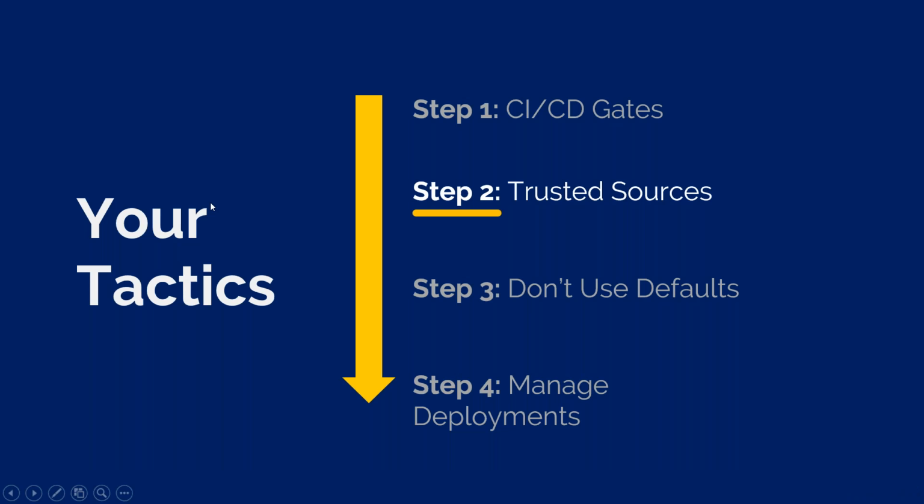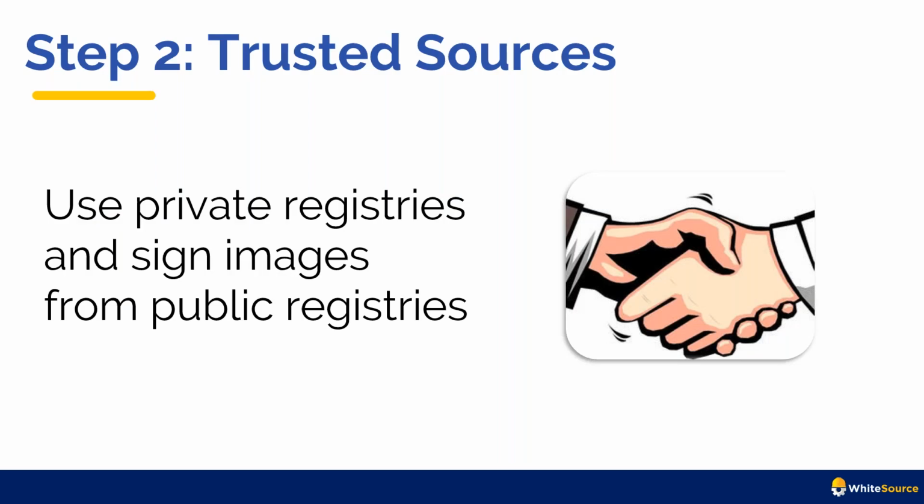So the second step is trusted sources. And this is very important. We already said it, but it's important to repeat it. Use private image registries. Sign your images if you get them from public registries. It's okay, there might sometimes be images from Docker Hub that I need to get. But the idea is to scan them for security vulnerabilities and only then put them in my private registry. If I know that everything in my private registry is protected, it makes the whole process a lot more secure, of course.